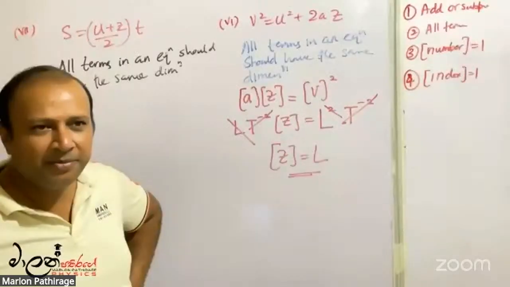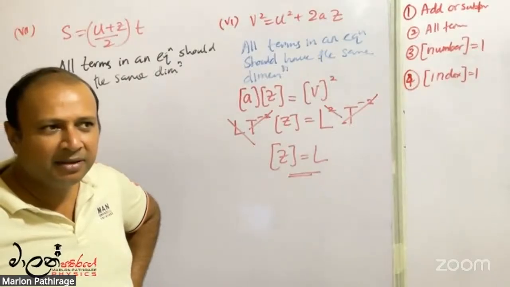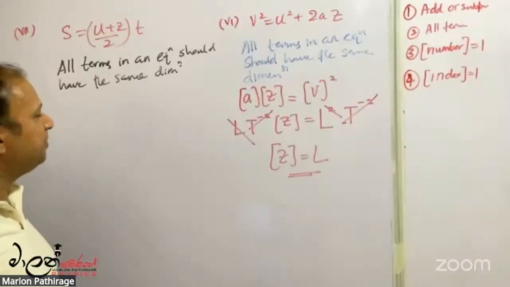Left is equal to right hand side, a single equation: 2S is equal to UT plus Z. I can first arrange the equation. It's an addition, it's a multiplication. I have to make it an addition rule, no?